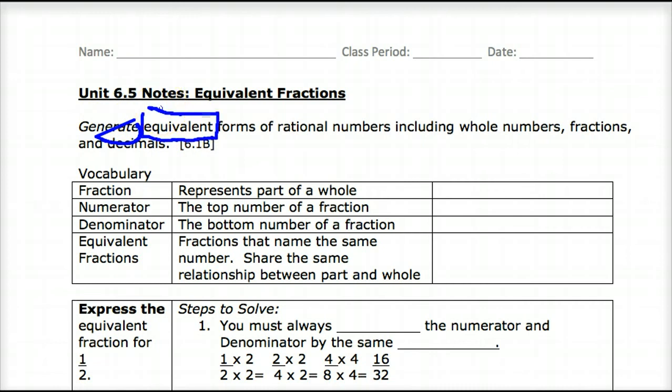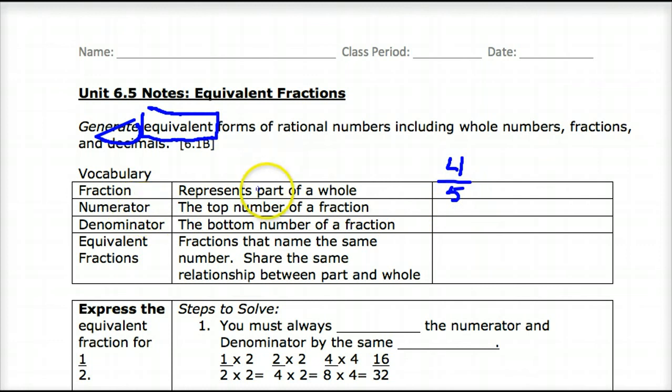Now, our first vocabulary word is fraction. This is a number that represents the part of a whole. So if I have 4/5 of a pizza left, that means that the 4 is part of the whole amount, which would be 5 pieces.